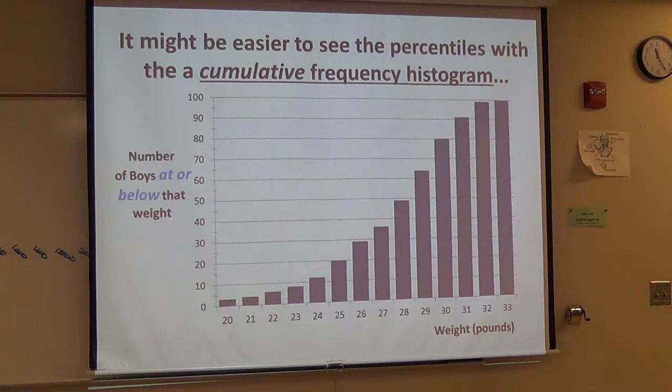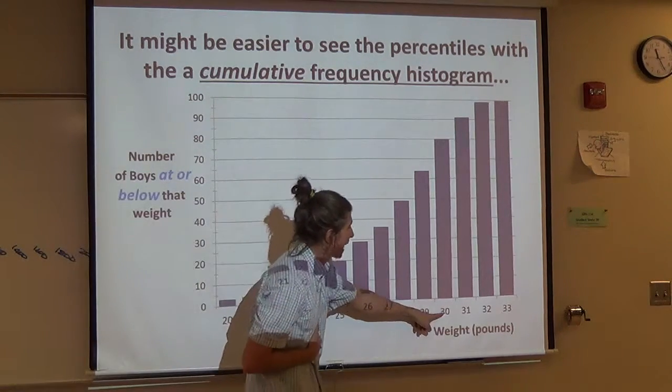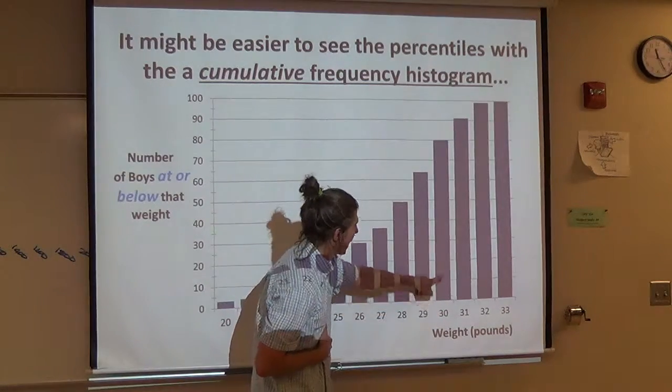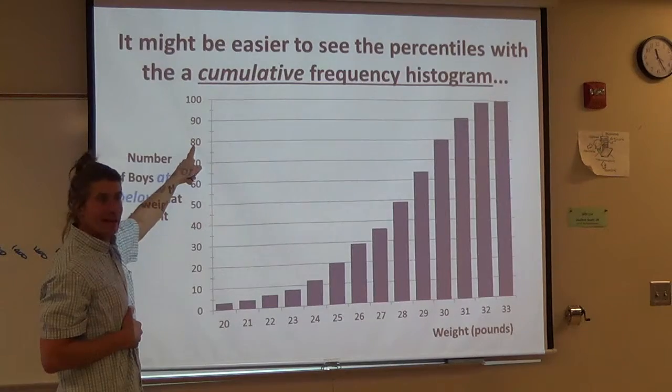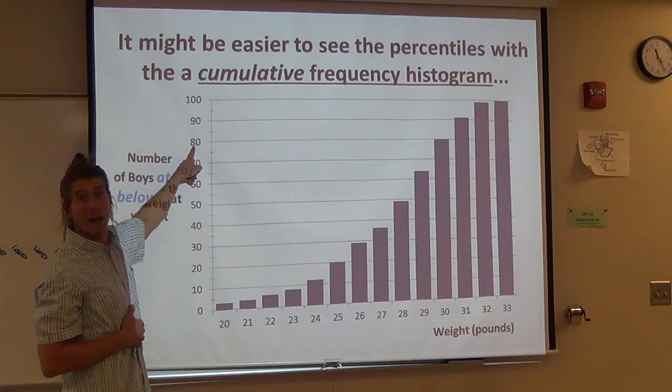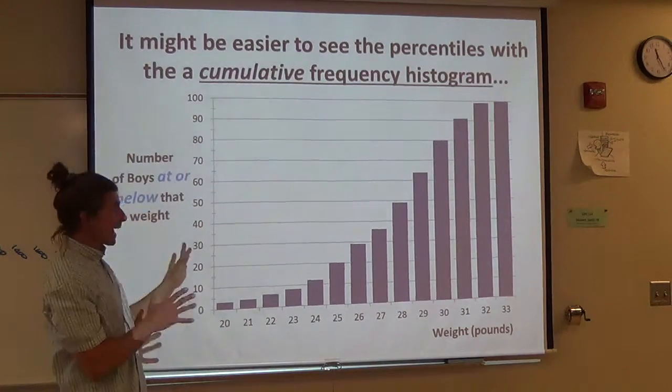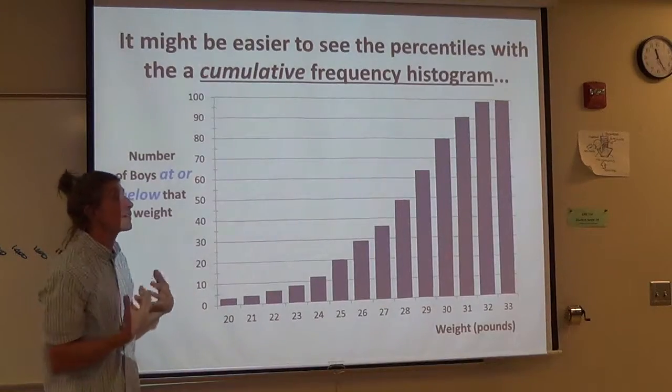Now look at the vertical axis. Number of boys at or below that weight. This is a great way of getting percentiles because it doesn't just give you the ones that are at Max's weight, it gives you the ones that are at Max's weight or below. Make sense? So when you go to 30 pounds, you'll notice 30 pounds syncs up with 80, which means 80% of that data was below him, 30 pounds or lower.